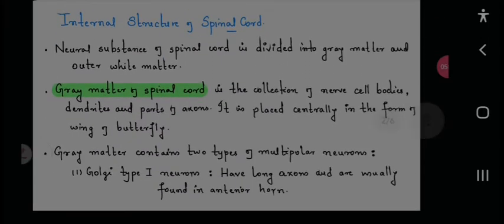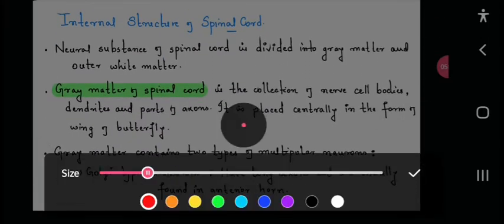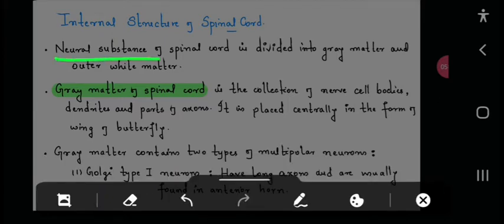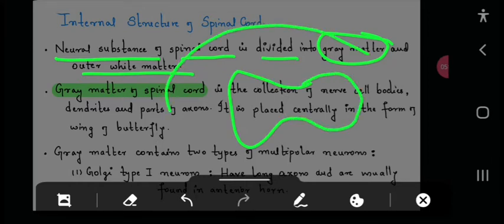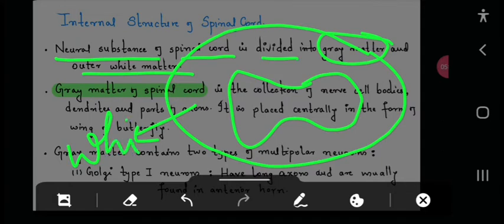Internal structure of spinal cord. Neural substance of spinal cord is divided into gray matter and outer white matter. This is white and this is gray.